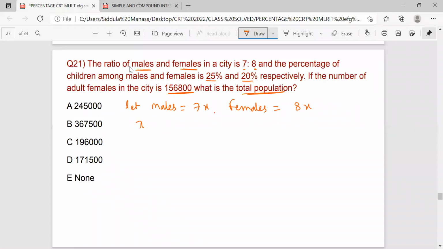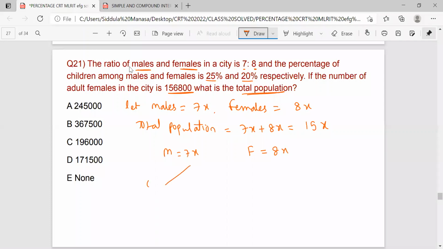Then the total population becomes 7x plus 8x, which is 15x. Now what he mentioned next, percentage of children among males and females. So males, which is 7x, and females, which is 8x.